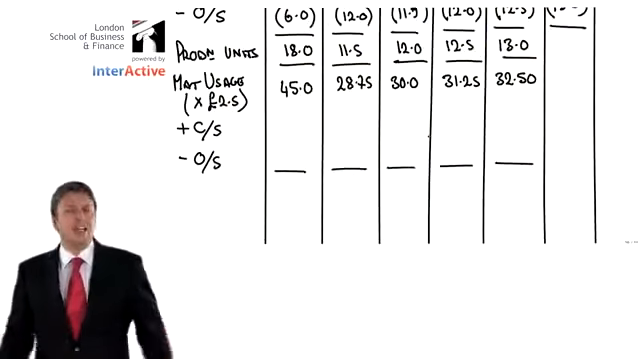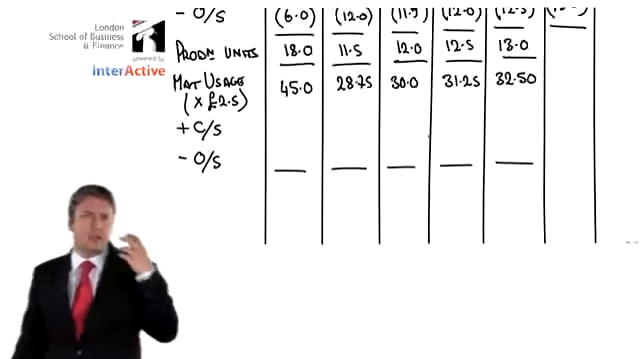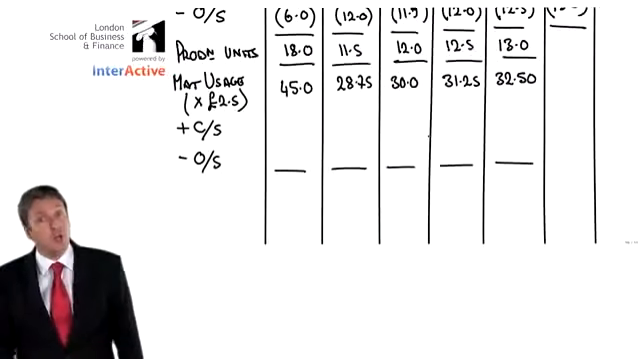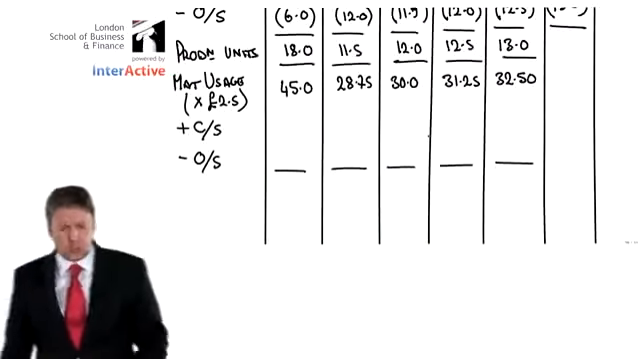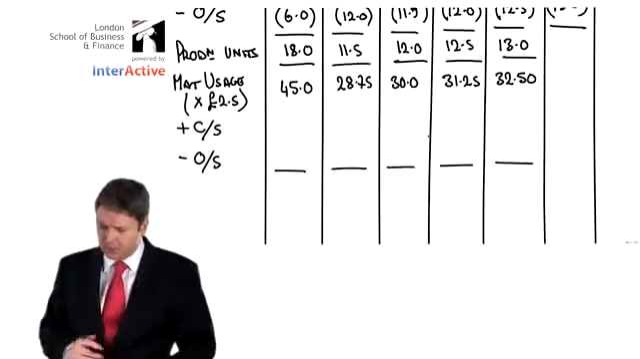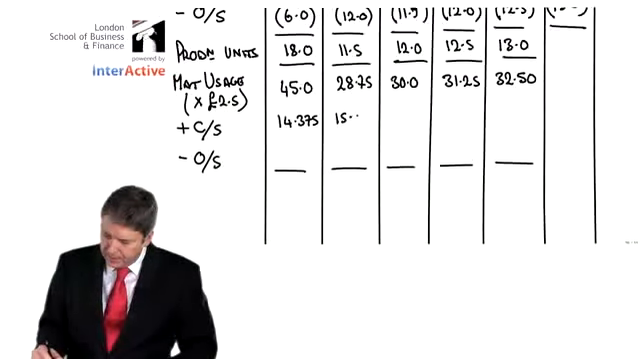So, again, exactly as before, we're working backwards from material usage to material purchases. So we want to add the closing stock and take away the opening stock. Closing stock is 50% of the following month's production requirements. 50% of 28.75, 14.375. 50% of 30, 15. And we carry on.